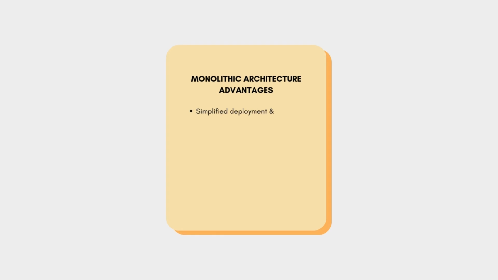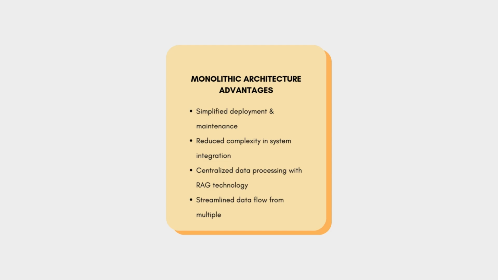But we can't pull API keys and pull API calls from all these different softwares into Microsoft CRM. It's just too much of a process. So that's why we're going with the RAG monolithic architecture. Its advantages are simplified deployment and maintenance, reduced complexity and system integration, centralized data processing with RAG technology, and streamlined data flow from multiple sources.